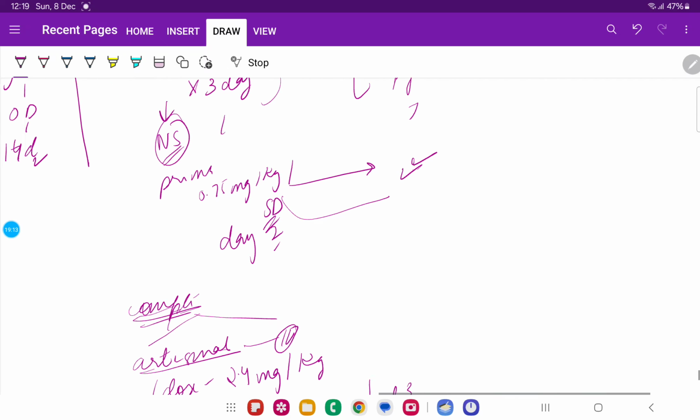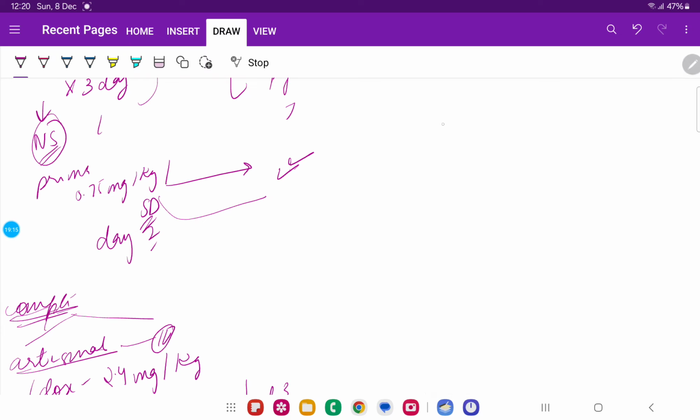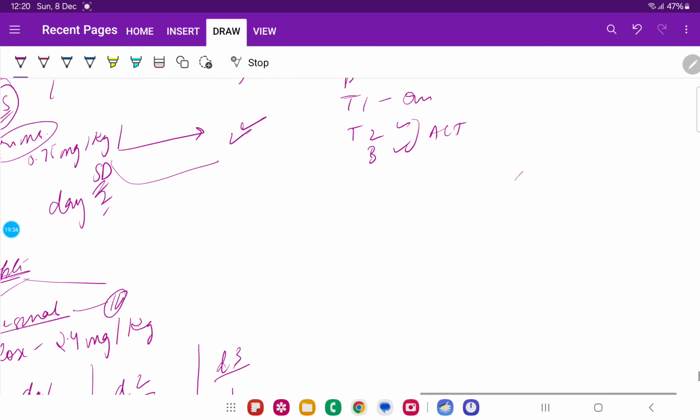Now a few other things. Primaquine cannot be given in pregnancy, to infants, and to G6PD deficient people. In pregnancy, in trimester 1 we give quinine, in trimester 2 and 3 artemisinin combination therapy can be given.